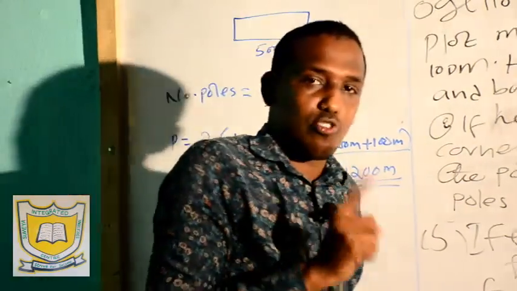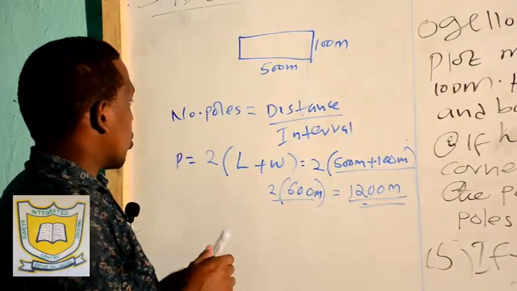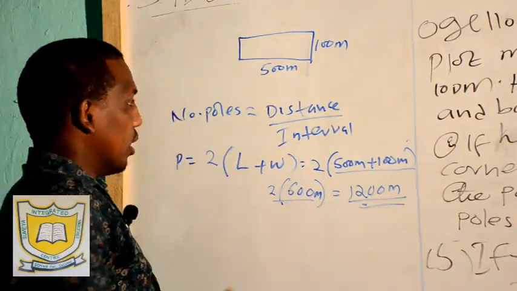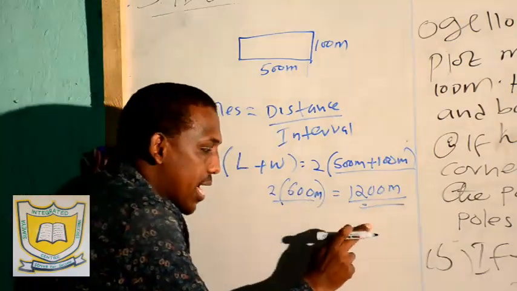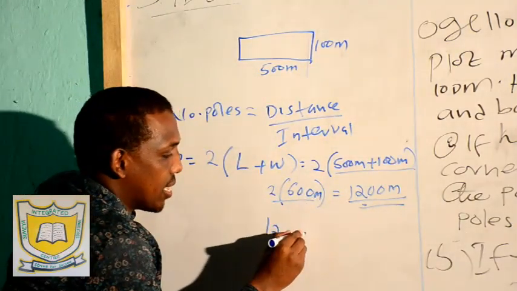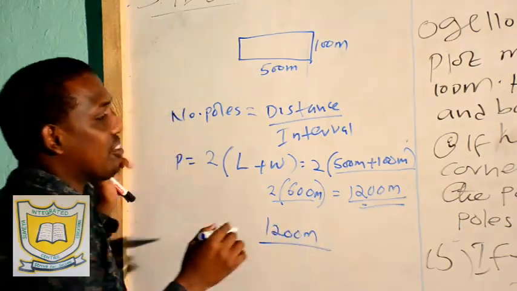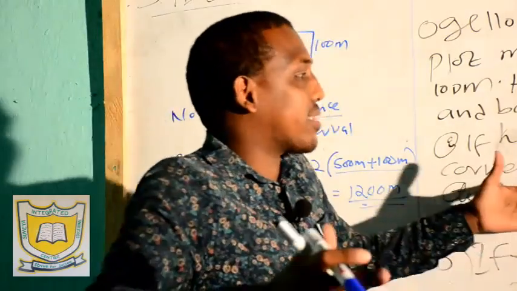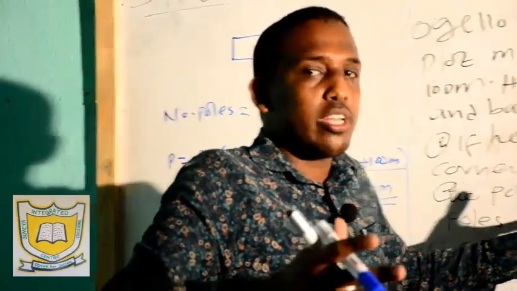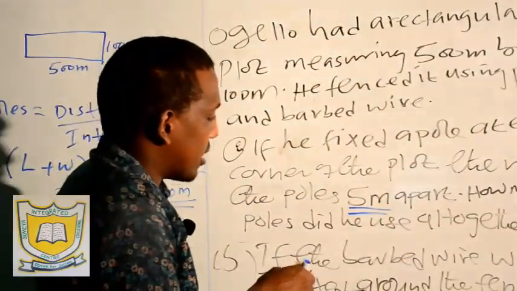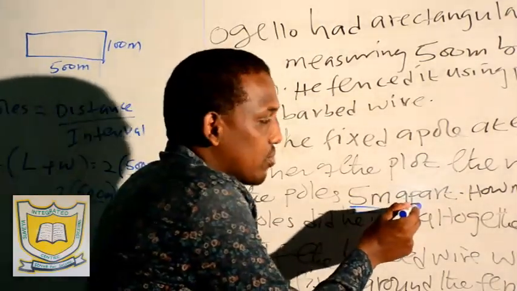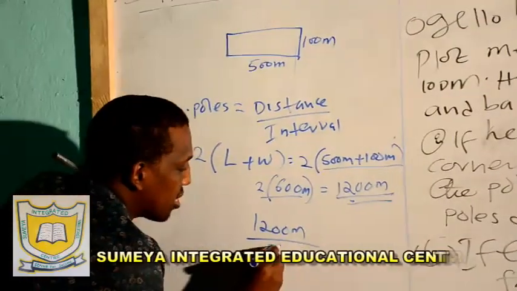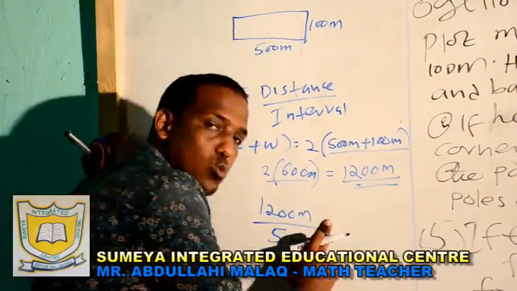Now we want to get the number of poles. Number of poles is equal to distance, which is the perimeter, 1200 meters, over the interval. Where is the interval? Remember yesterday I said, whenever you hear "apart", that is the interval, the distance in between. So whenever they say here 5 meters apart, apart means the interval. Now you divide by 5 meters. There's no plus 1, it's closed.